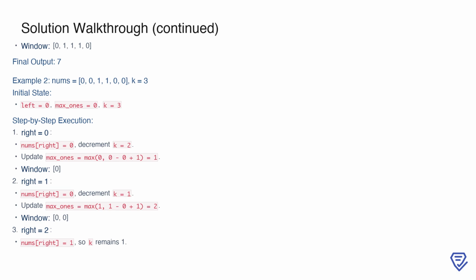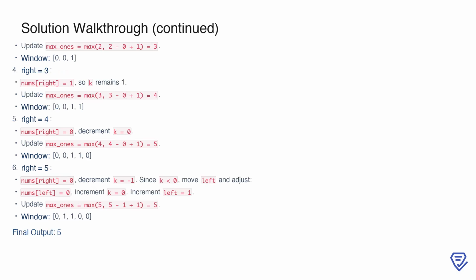Now, let's look at another example, nums equals 0, 0, 1, 1, 0, 0, with k equals 3. The initial state has left at 0, max_ones at 0, and k at 3. At right equals 0, we encounter a 0, so we decrement k to 2. The window includes 0, and max_ones updates to 1. At right equals 1, another 0 reduces k to 1, and the window becomes 0, 0, with max_ones updating to 2. At right equals 2, we find a 1, which does not affect k, and the window expands to 0, 0, 1. The maximum consecutive ones increase to 3.